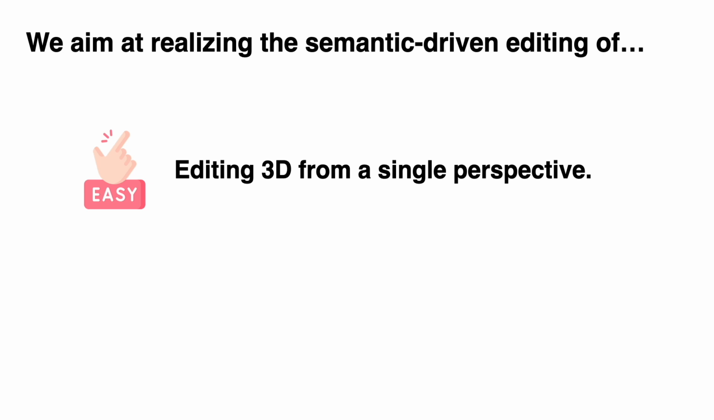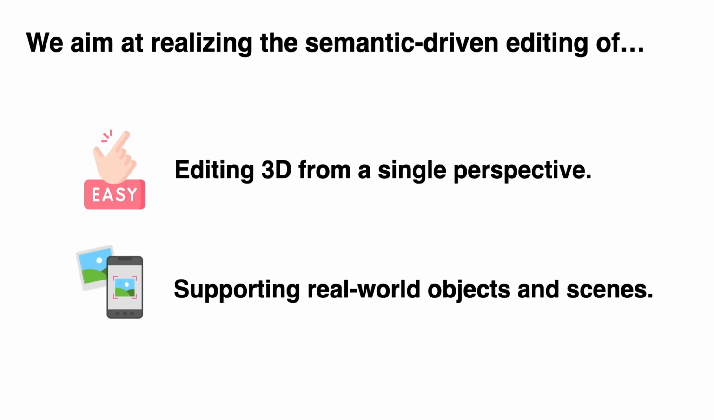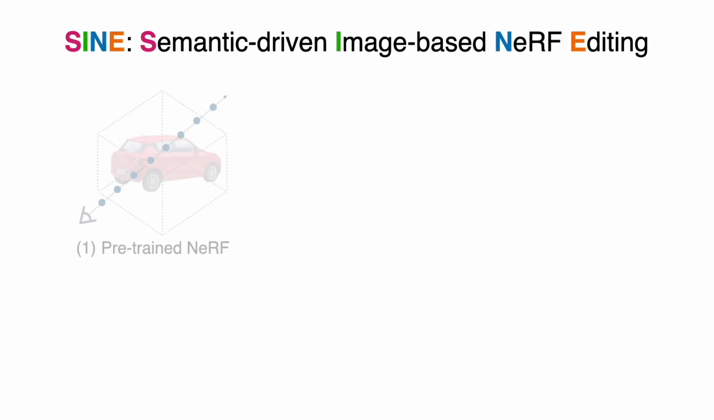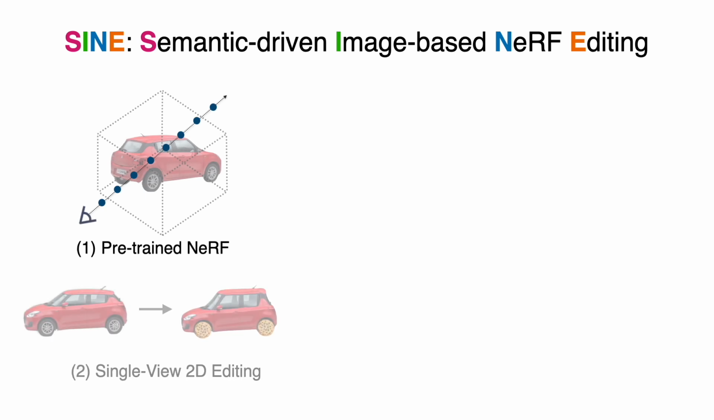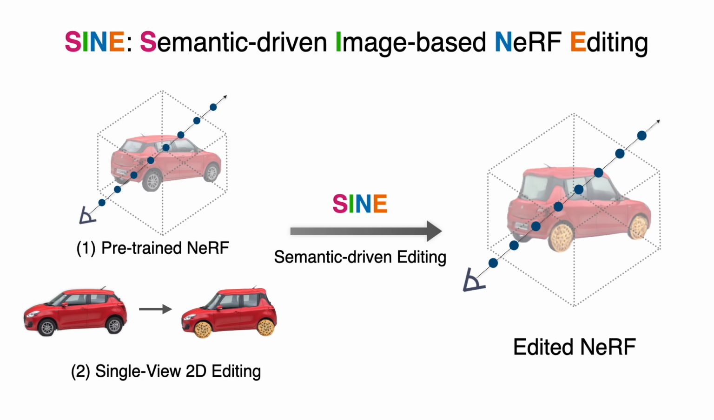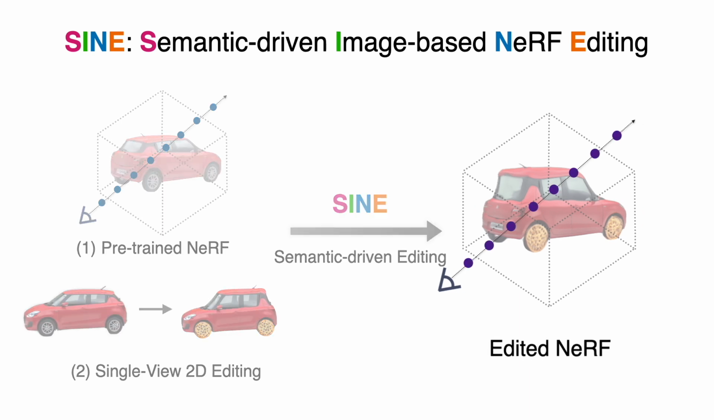In this work, we aim at realizing the capability of semantic-driven editing in two folds. First, we want the operation of 3D editing to be effortless, such as editing from a single perspective. Second, we want the method to be applicable to real-world objects or scenes and preserve vivid appearances. To fulfill such demands, we propose SINE, which takes as input a pre-trained NeRF model and a single-view 2D editing with off-the-shelf tools, and outputs an edited NeRF model with consistent semantic meaning.